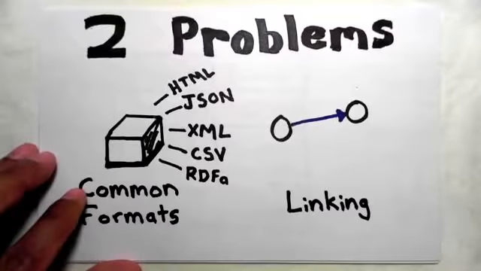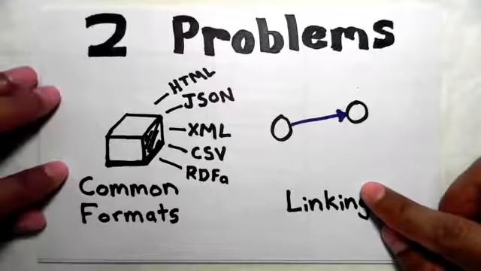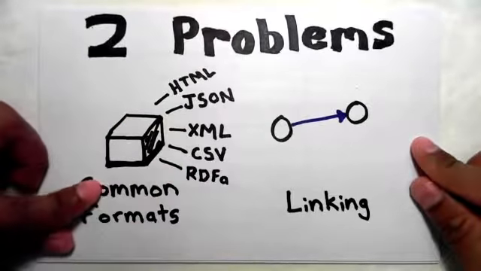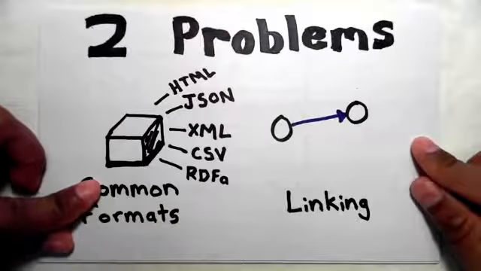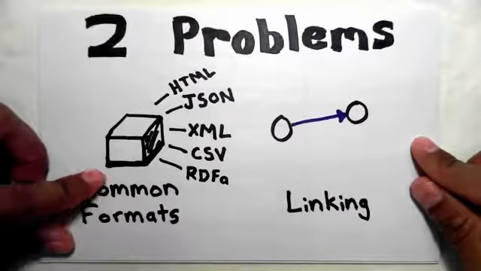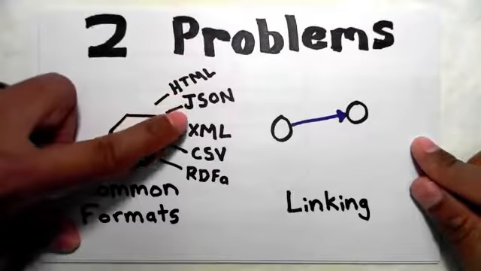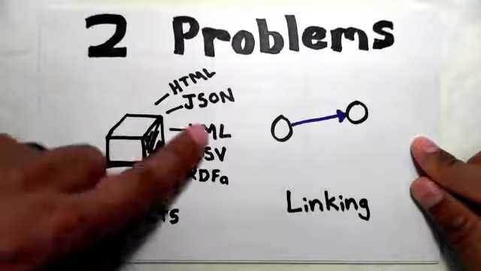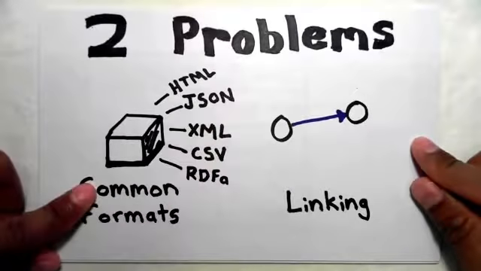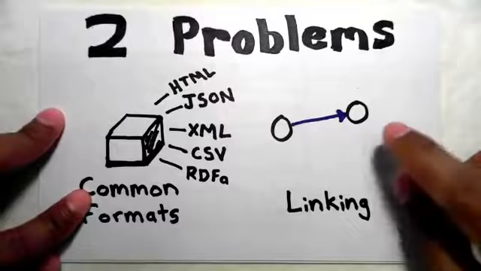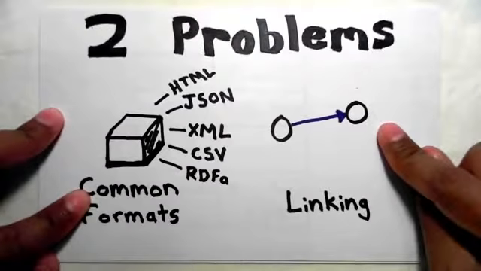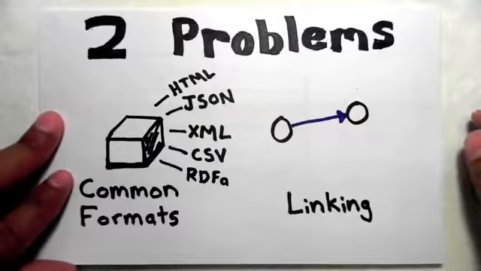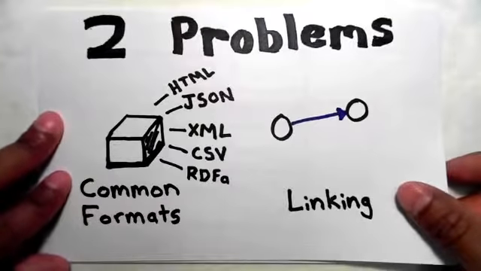Now, there are two problems when it comes to linked data on the web. The first one is a common format problem. It's a packaging problem. What's the best way to express this data on the web? Today we have HTML and JSON and XML and comma separated values, CSV, and RDFa. So there are a variety of different ways of expressing data on the web. And then the other problem is, how do we link all of this data together? What do we use to link these pieces of disparate information together on the web such that machines can understand it?